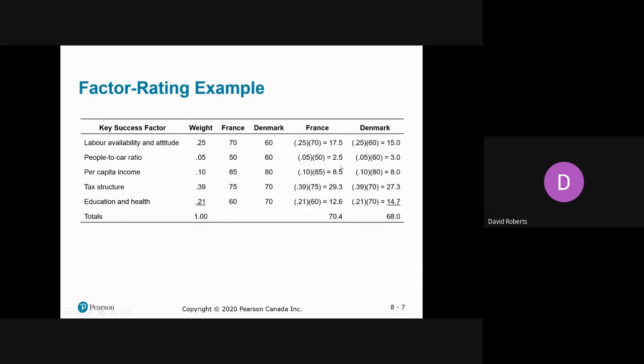So here's the factor weighting method. You've got the 5 factors. You've got the weights. Those will be given to you.